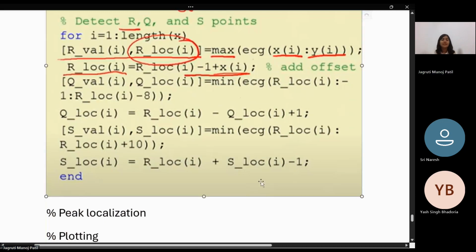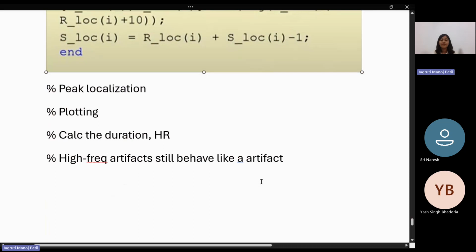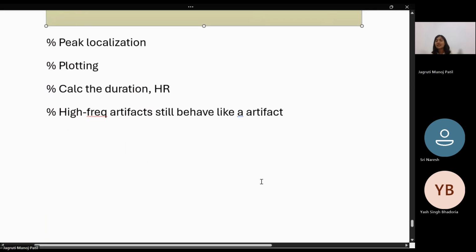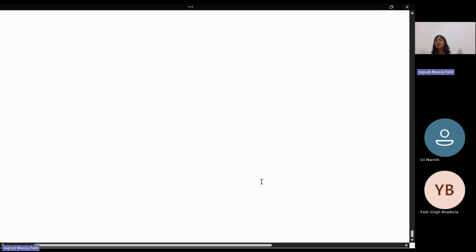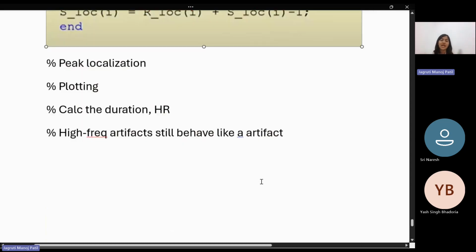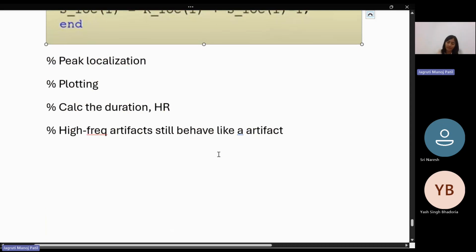Then we localize the peaks that we have, plot them, and calculate the duration and the heart rate. Now, high frequency artifacts will still behave like an artifact, because here you are just removing your low frequency noise, but you are not actually getting rid of the high frequency noise. Sometimes they might occur due to power supply noise effects, but at other points they don't, and it will still behave like an artifact.